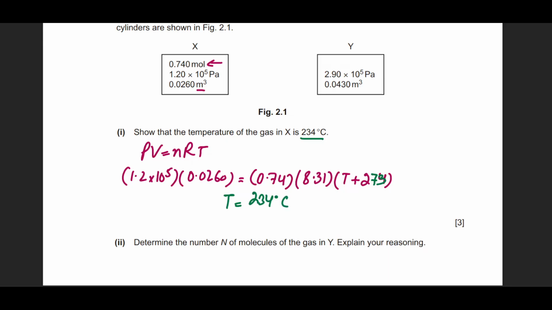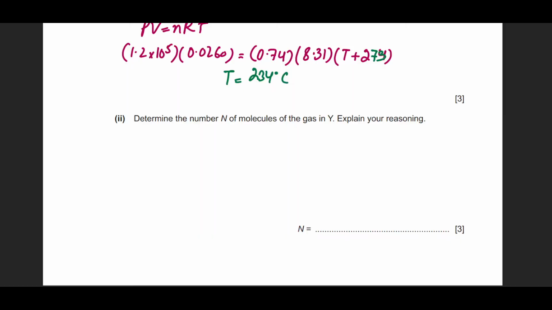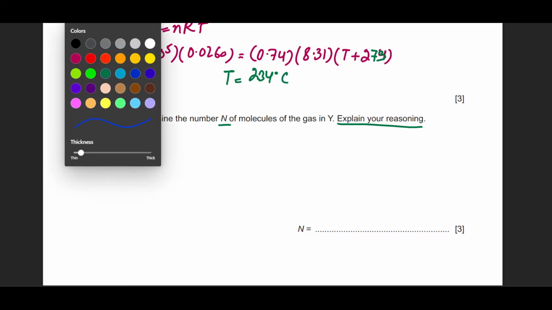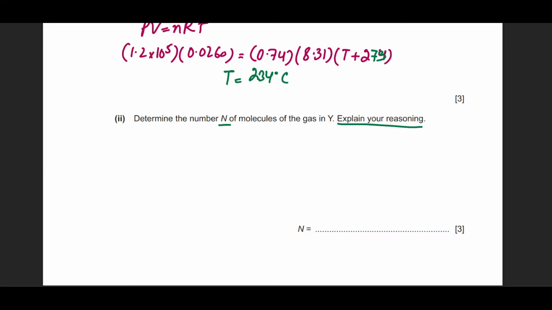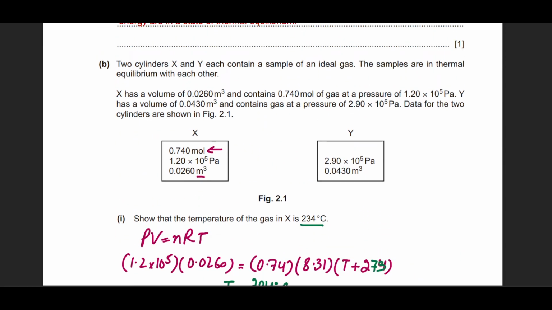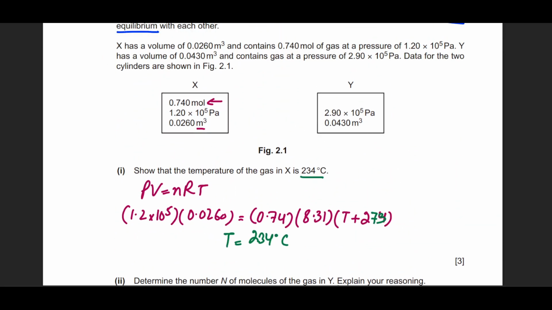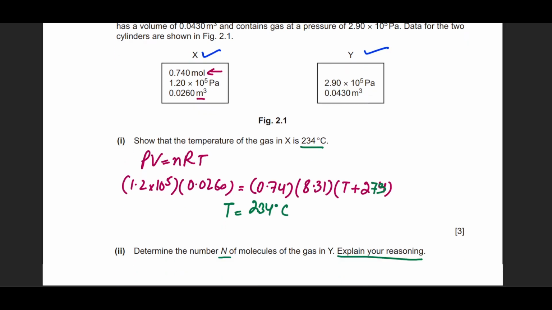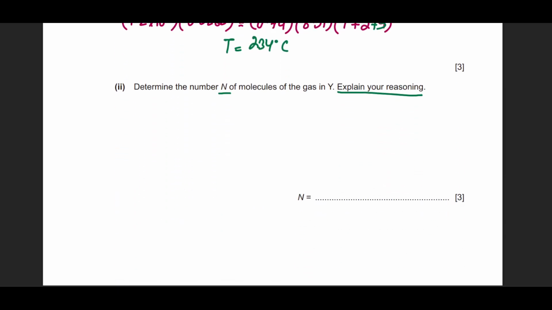Okay. So the next part, he says, determine the value of N, the number of molecules of the gas, and explain your reasoning. When he says explain your reasoning, please write down a statement. Please say something about why you are using these values. Now, we see that in this question, he says that the samples are in thermal equilibrium. If they are in thermal equilibrium, that means whatever the temperature of X is going to be, Y is going to have the same temperature, right? That's why we call this a thermal equilibrium situation.